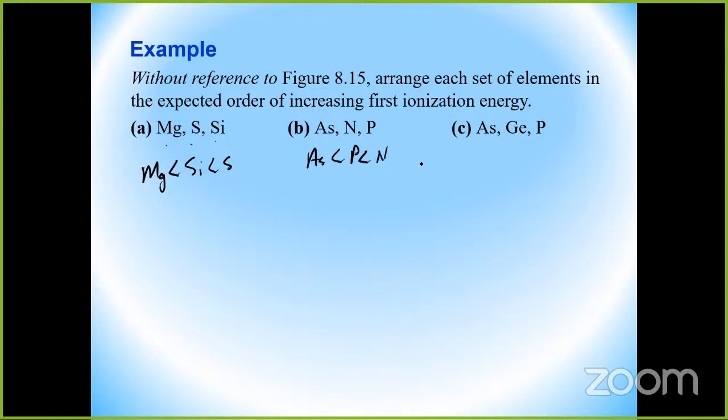Okay, the next one, arsenic, germanium, and phosphorus. Where's germanium? Arsenic. Okay, arsenic, germanium, and phosphorus. Which would you expect of those three to have the lowest first ionization energy?